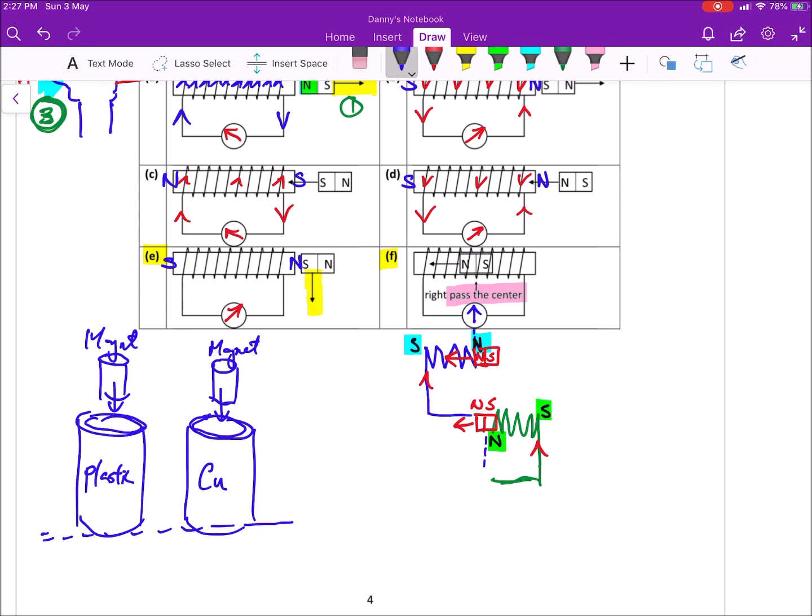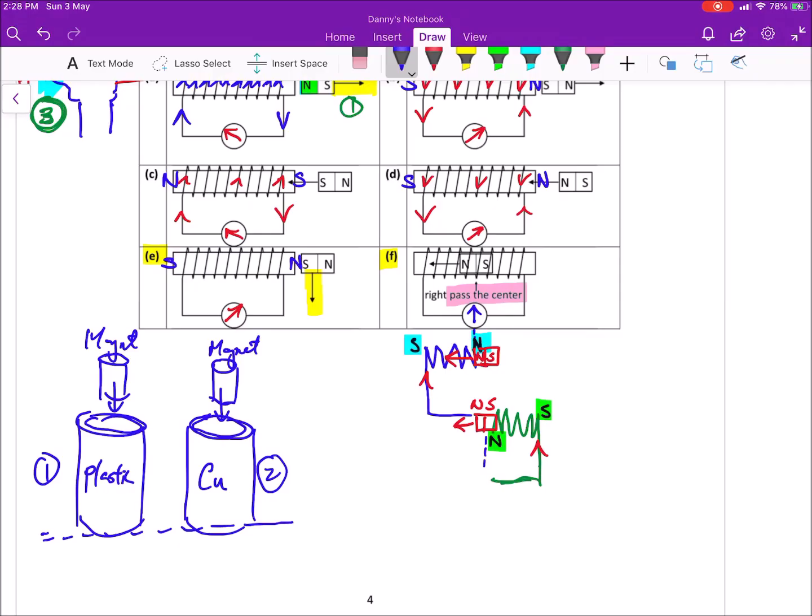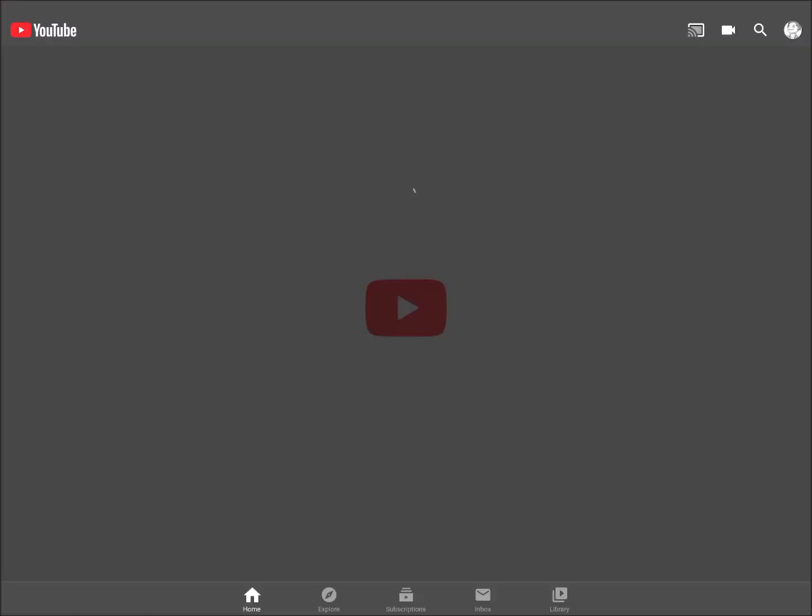I'll give you a pause for you to make a decision. But I have to give you a hint. The main difference between pipe 1 and pipe 2 in terms of material is that plastic is an electrical insulator, copper is a conductor, and we are learning Faraday's law and Lenz's law. So I hope you have made a guess. I will show you the answer now.